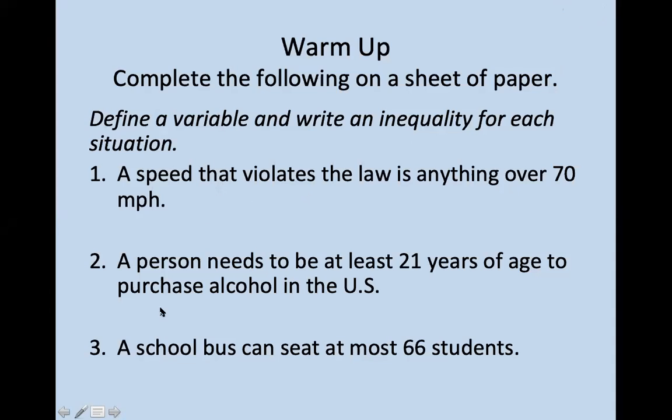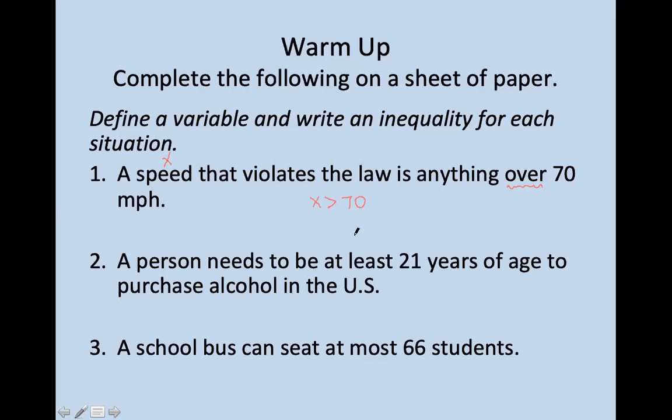So I'm going to use the variable, let me grab a pen here. I'm just going to use the variable x to represent the speed. And it says a speed that violates the law is anything over 70 miles per hour. So that would be x is greater than 70. So notice I did not put greater than or equal to, because if my speed is equal to 70, I'm not breaking the law. So I don't break the law until over 70, 71, 75, 100, all of those are greater than 70, and that would be breaking the law.